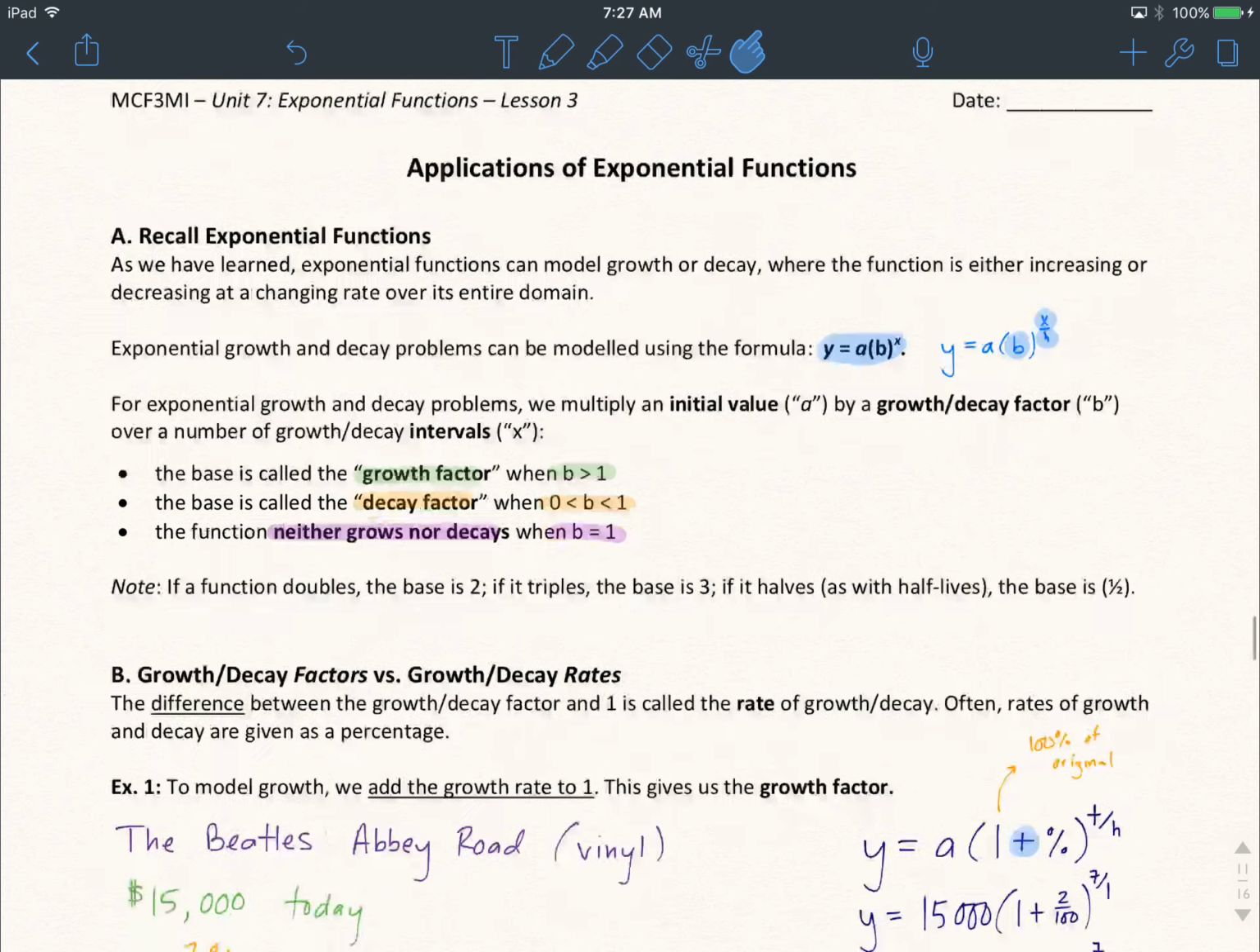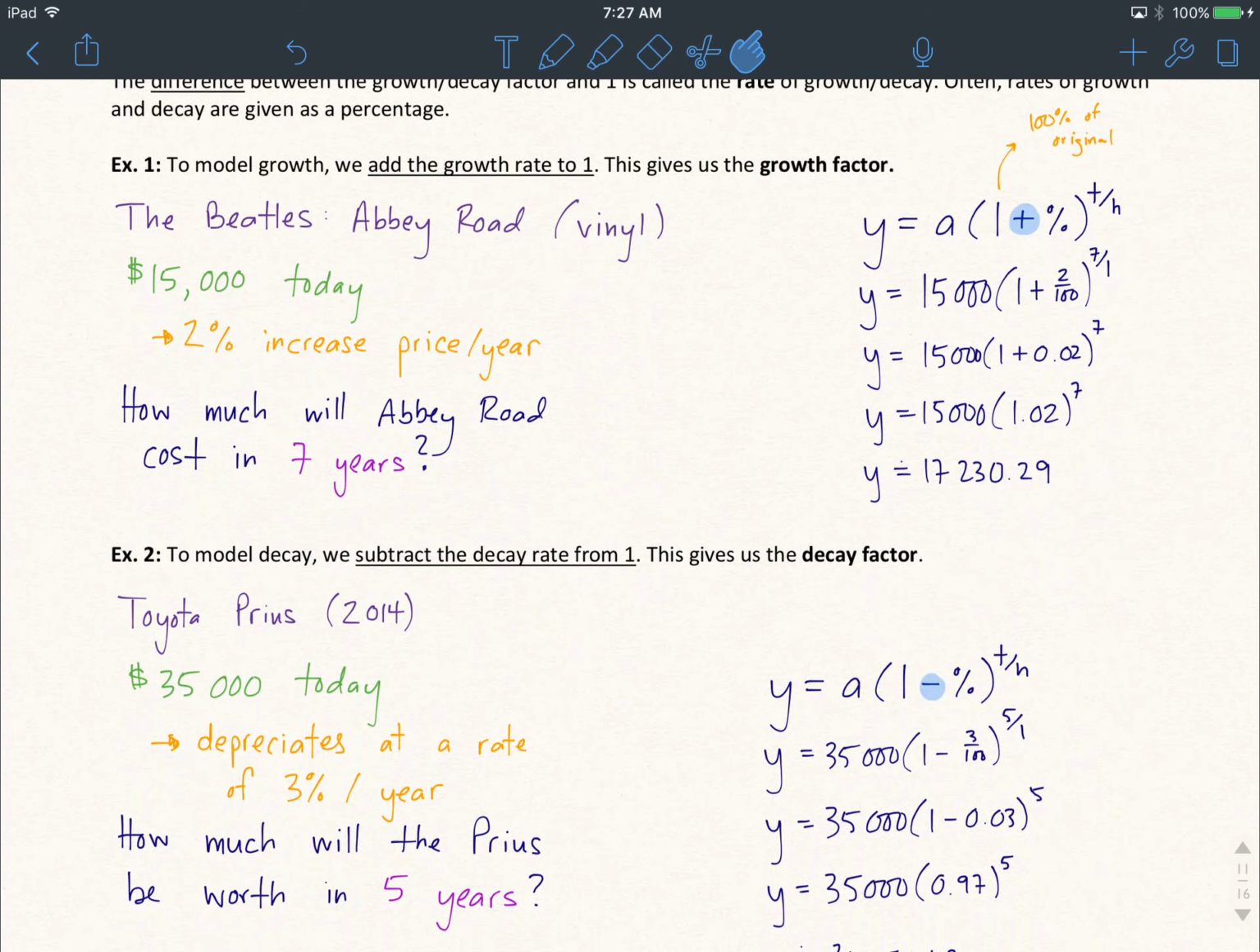So we talked about how to set this up. We saw that when we're creating a growth rate, we are adding a percentage to 1, but we have to express that percentage as a decimal. Same thing with decay, except that instead of adding it to 1, you're going to be subtracting it from 1, and in the same way you're going to be converting the percentage that you're subtracting into a decimal before you subtract it. And then you just do some calculations and off you go.